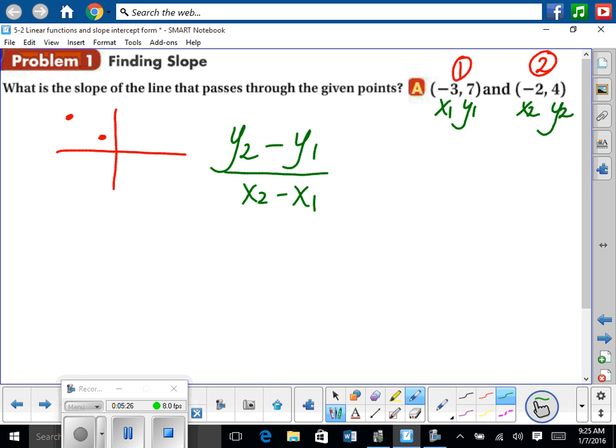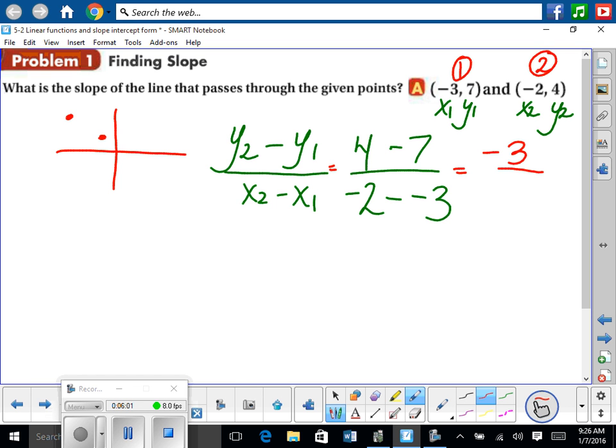Plugging it in carefully, we have 4 minus 7, right, everybody? y2 minus y1, 4 minus 7, over negative 2 minus, x2 minus x1, minus negative 3. I expect you at this level to not make sign errors, to not make negative errors, just to be really precise. So what's 4 minus 7? Sorry about that. Negative 3.